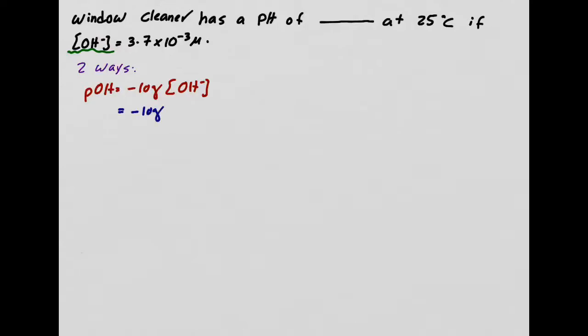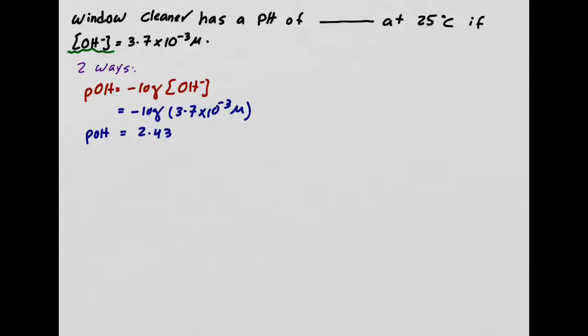So minus log of 3.7 times 10 to the minus 3 molar, okay? If I do that, you do it with me, I'm going to get 2.43 as my pOH. Good so far? And I need 2 sig fig. The 2 after the decimal is what matters. 2 sig fig, because the 2 goes for that.